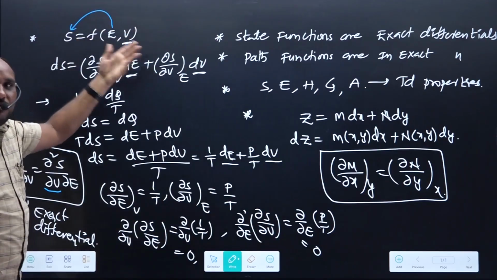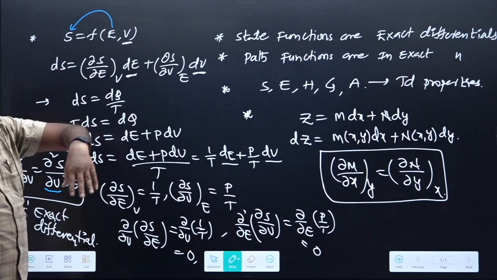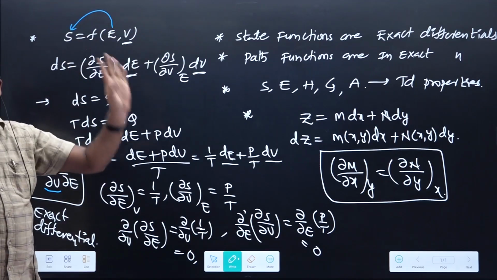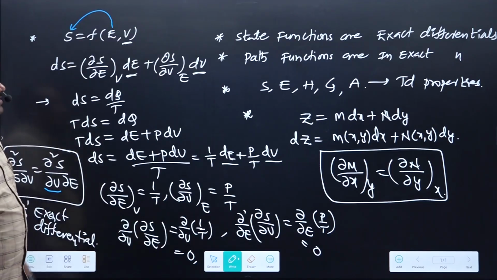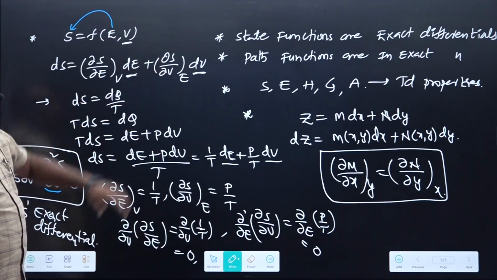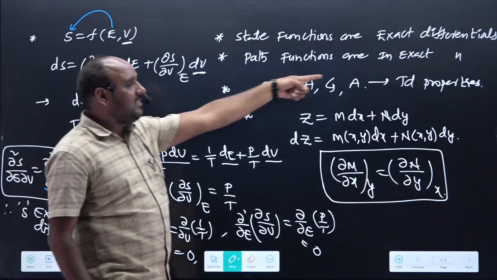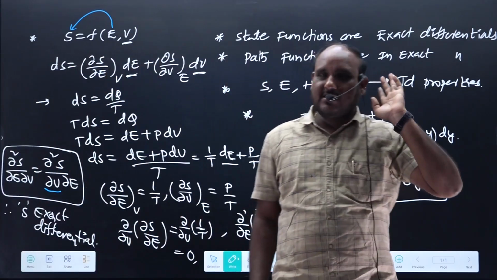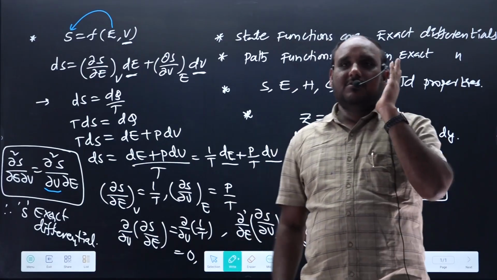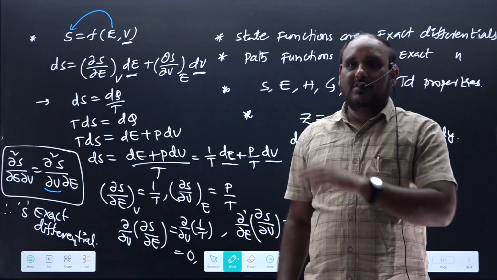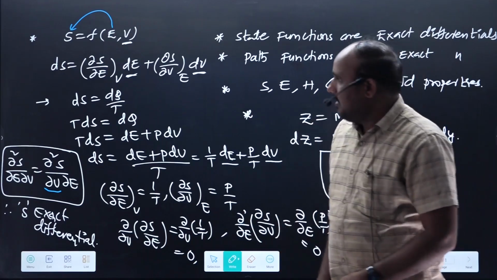So whatever you have to utilize, the overall result will be the same. Therefore we have to say that the function becomes an exact differential, right? This concept is applicable for state functions and path functions. Path functions are what? Inexact differentials. What is meant by inexact differentials? We are able to get unequal values during that differentiation, right?